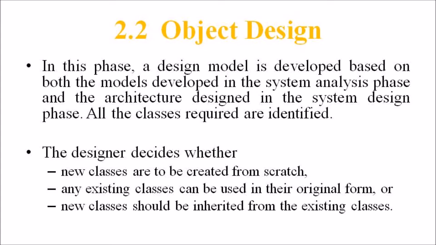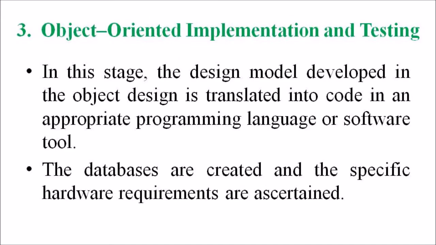So when it comes to the third phase, that is the object-oriented implementation and testing phase, in this stage the design model developed in the object design is translated into code in an appropriate programming language or software tool. The databases are created and the specific hardware requirements are ascertained. Once the code is in shape, it is tested using specialized techniques to identify and remove the errors in the code. So my dear students, these are the three different stages in object-oriented modeling.